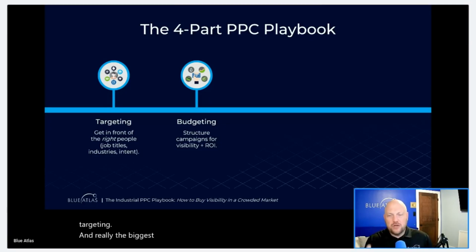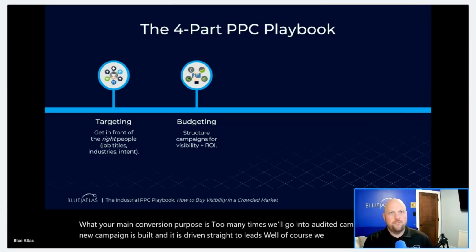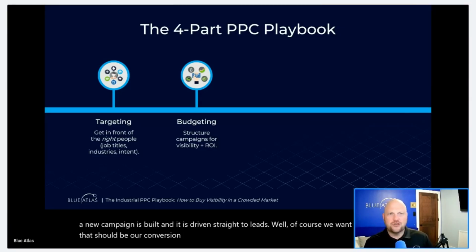And really the biggest thing I want to touch on here with budgeting is what your main conversion purpose is. Too many times we'll go in to audit a campaign and a new campaign is built and it is driven straight to leads. Well, of course we want leads. So that should be our conversion opportunity. I don't care about traffic. I just want all the leads I can get from it. The problem is those are really, really expensive.